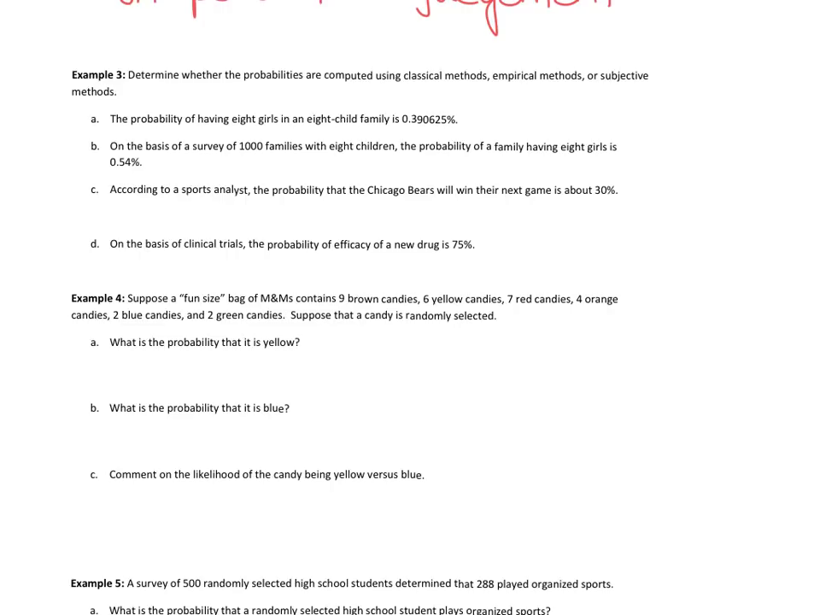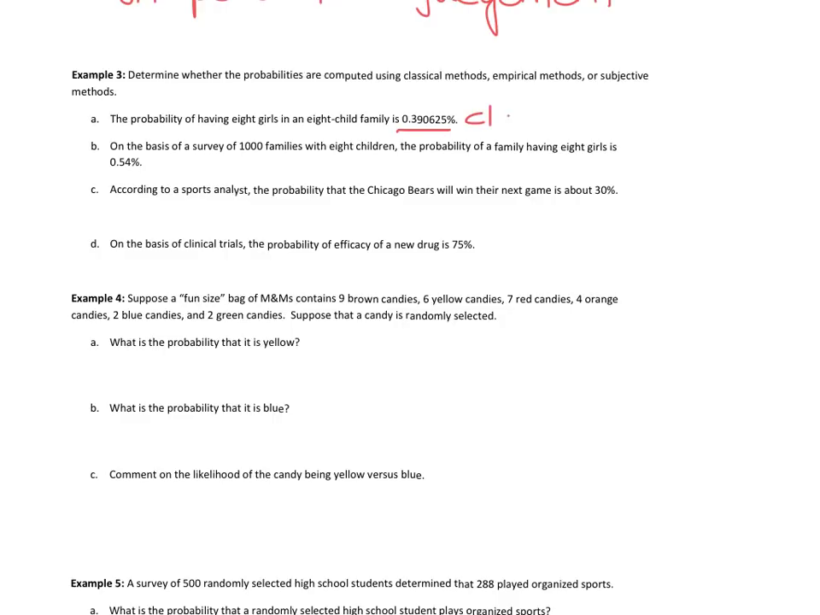In example 3, we're going to determine what method of probability they used. We want to know if they used the classical, empirical, or subjective method. For this first one, you can pause it and try it on your own and then compare answers. The probability of having 8 girls in an 8-child family is this. Notice they don't say this is anyone's opinion. It would be a very random percentage to be an opinion. They don't mention anything about sampling or looking at families with 8 children and counting up all the girls. So we have to assume that this is a classical method.